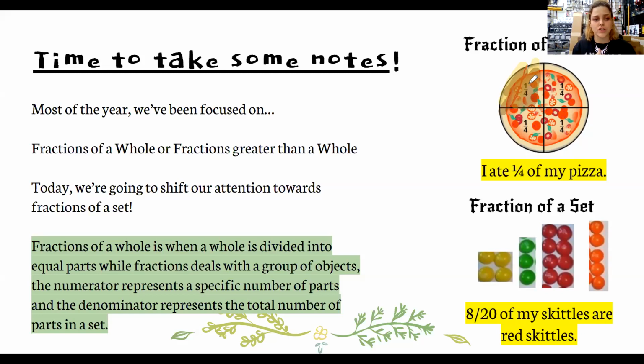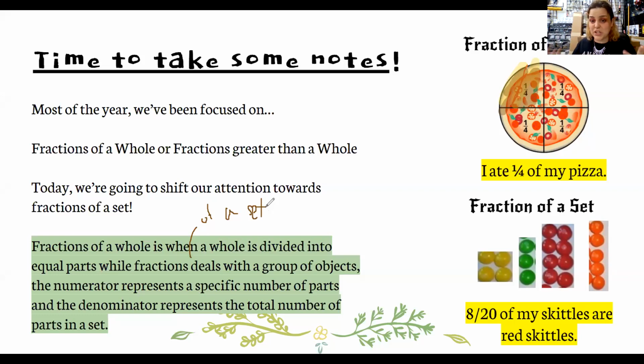Today we're gonna shift our attention towards fractions of a set. So what's highlighted in green that I'm about to read, I want you to write it down in your notes. Fraction of a whole is when a whole is divided into equal parts, while fractions of a set, I just noticed a mistake, sorry guys. So while fractions of a set deals with a group of objects. The numerator represents a specific number of parts, and the denominator represents the total number of parts in a set.